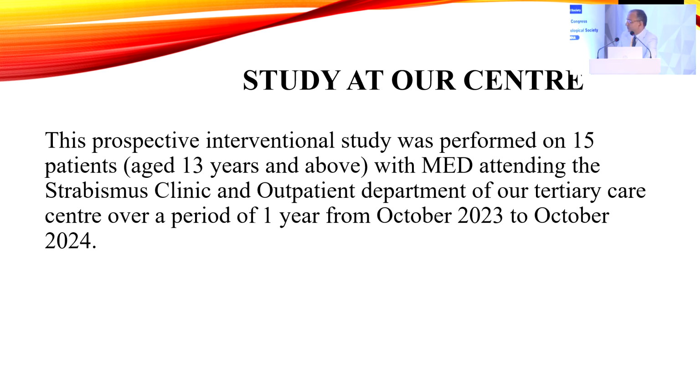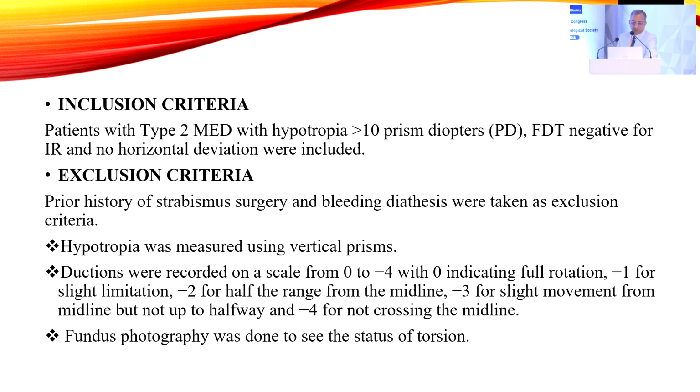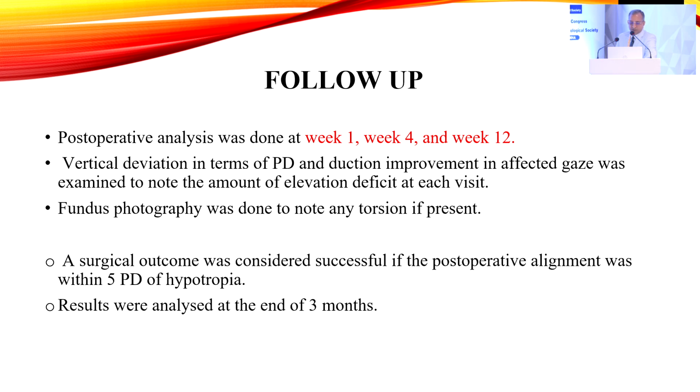So based on these reports, we have given a thesis at our center, and one study was done at our center in which we took 15 patients more than 13 years of age with MED. The inclusion criteria were patients with type 2 MED with a hypertropia of more than 10 prism diopters and FDT negative for inferior rectus, and no horizontal deviation. These patients were followed up at 1 week, 4 weeks, and 12 weeks. Surgical outcome was considered successful if post-operative alignment was within 5 prism diopters of hypertropia, and results were analyzed at 3 months.